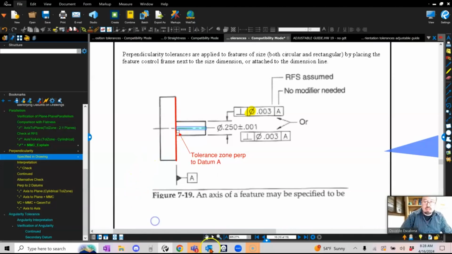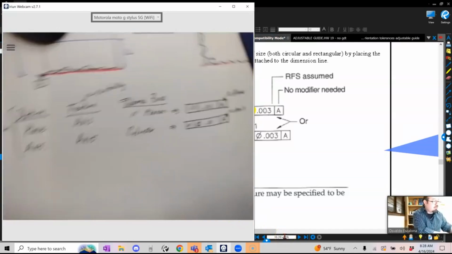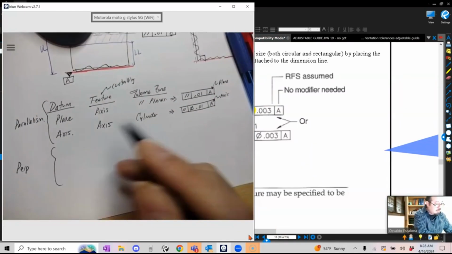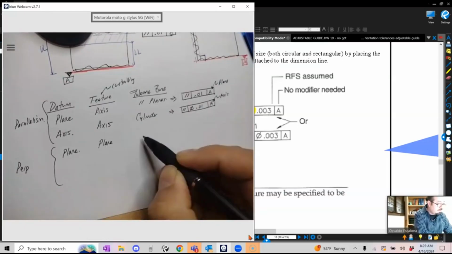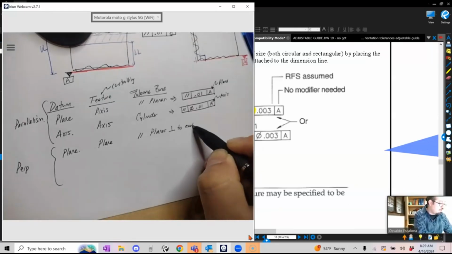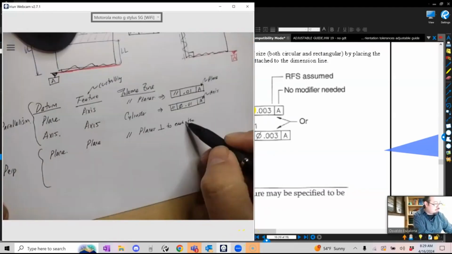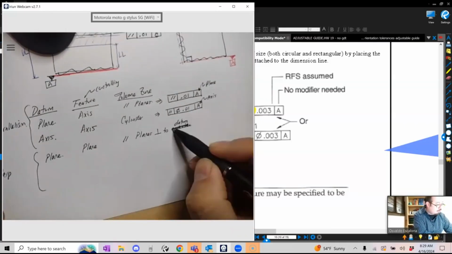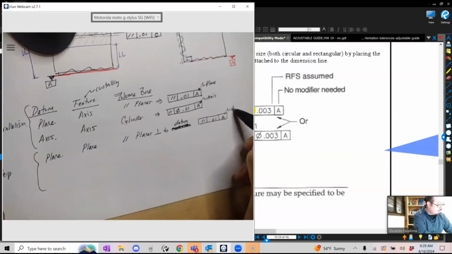Okay, so let's put this in my cheat sheet so you guys can have it. We are looking at perpendicularity when you have a plane which is a datum, and you have a feature which is a plane. My tolerance zone will be two parallel planes perpendicular to the datum. Right? You guys can see it. The way you will call out the feature control frame, you will do it like before, 0.01 to datum A, and datum A is a plane.